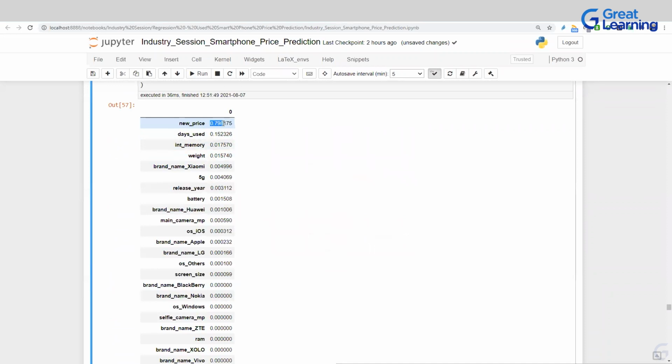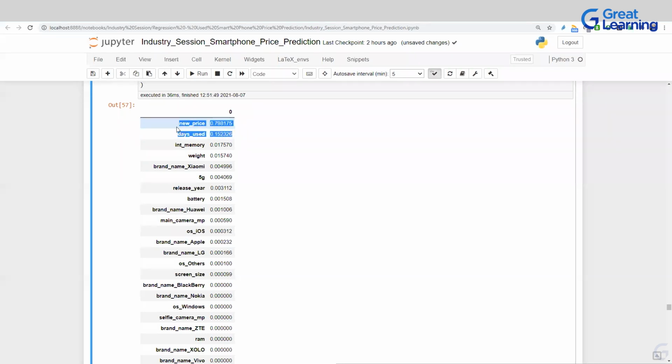So 80% of the splits taken, or 80% of the overall Gini gain in the random forest, is because of the new price. And from the EDA as well, we understood there was a very good linear relationship between the new and the used price. Also, on the correlation matrix, it was 93% correlation. So understandably, this is going to be the most important variable. And then the number of days used, which is 15%.